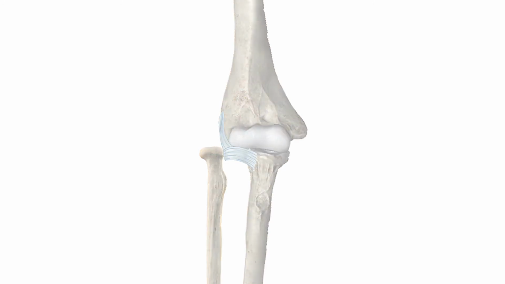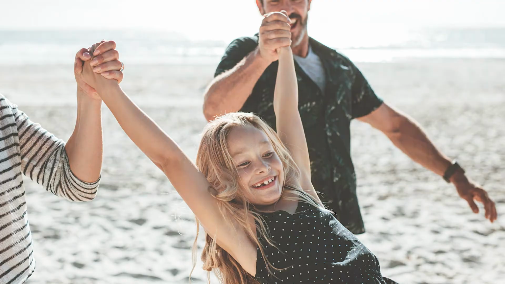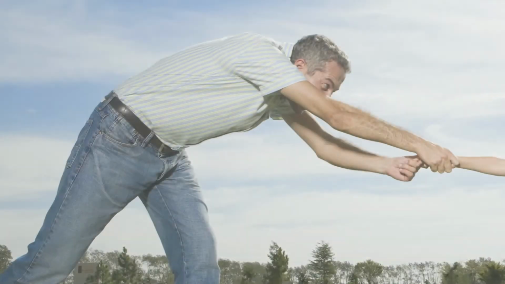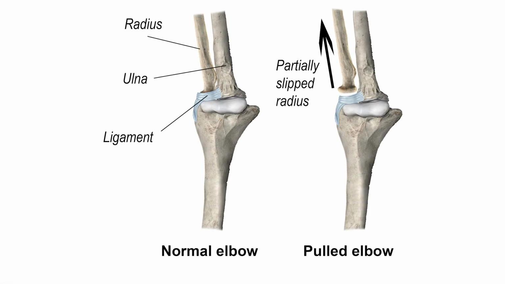Now, you probably see parents quite often swing their child like they're doing in this picture because kids love it. At first, you might think this is how the injury would occur, but it's not really the case. Most often it occurs when someone is going to grab the child and move them out of the way really quickly. You may have heard of the term pulled elbow or nursemaid's elbow when referring to this type of injury.